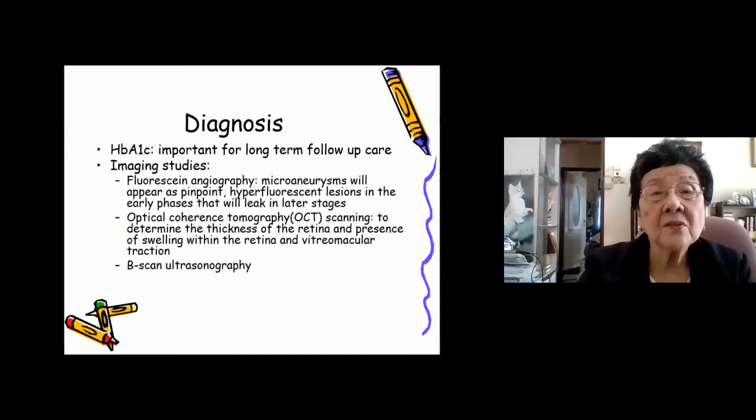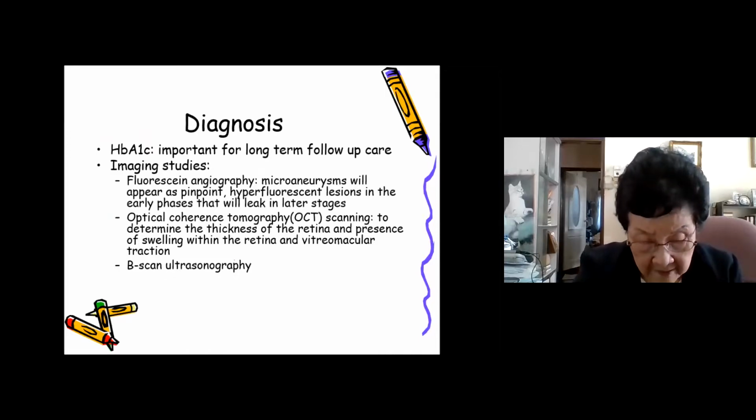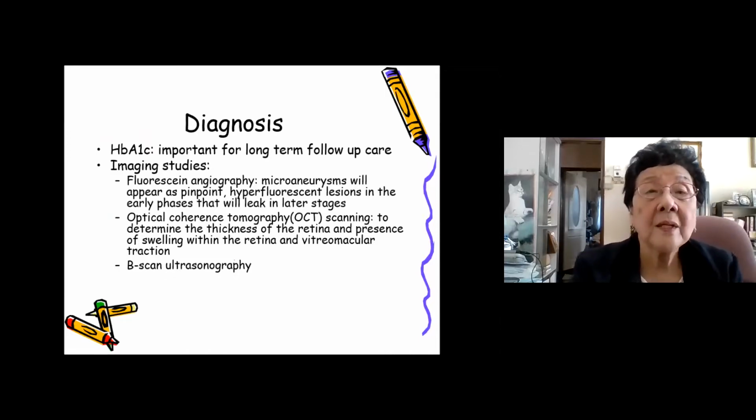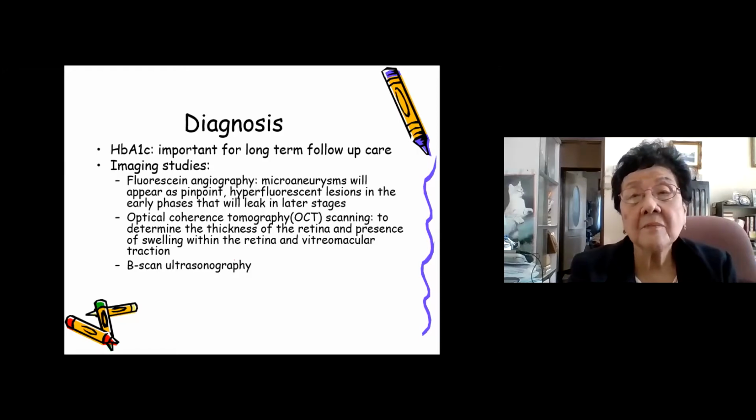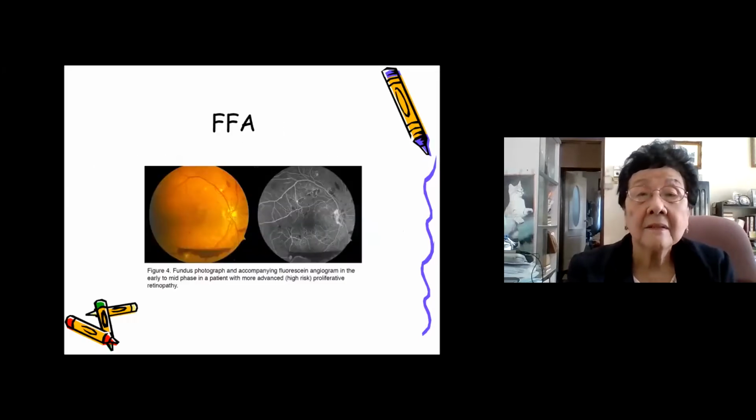So the diagnosis also of the general condition of your diabetes, whether it's controlled or not. HbA1c is very important for long-term follow-up care. And the imaging studies that we have are fluorescein angiography, as well as B-scan ultrasound. So here is a picture to show you how we can see exactly whether the blood is flowing well or not into the blood vessels, into the little eyeball that is your eye. And you can actually see that there is a pre-retinal bleeding here and also here. Can you see? I think you can see quite well.